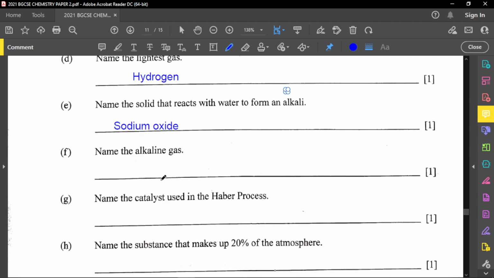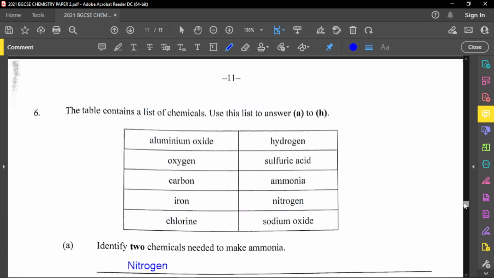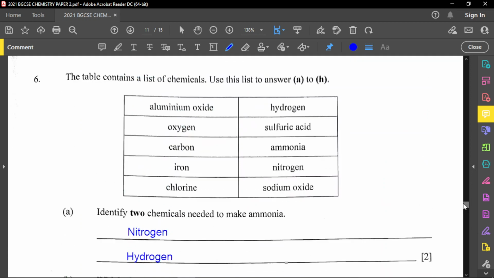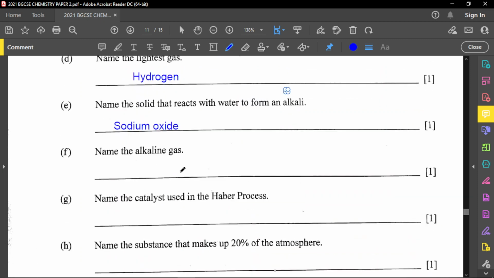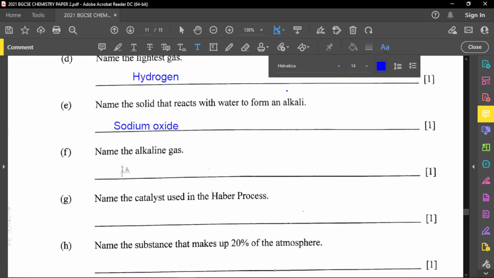All right, it says name the alkaline gas. Name the alkaline gas, and the alkaline gas based on the chart right here, it has ammonia actually. All right, ammonia is the alkaline gas. Ammonia. Yeah. All right. So let's say ammonia is the alkaline gas.